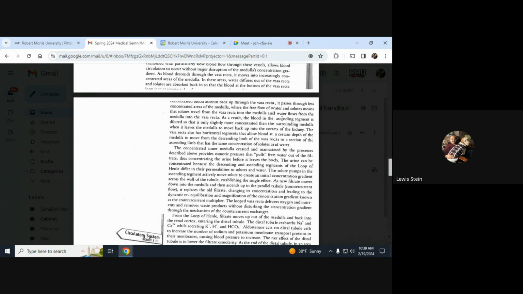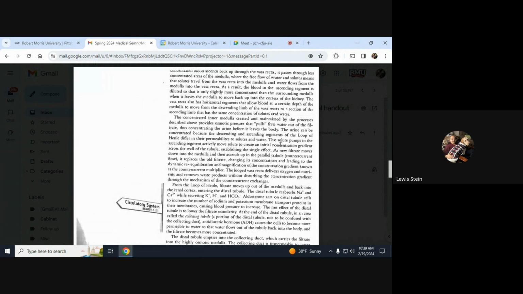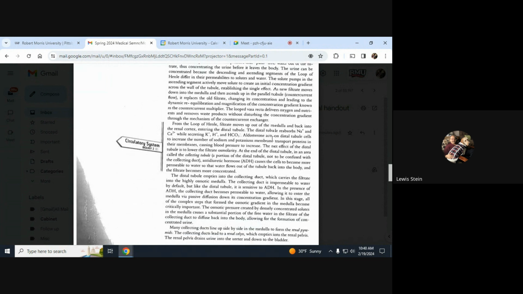So the blood in the ascending segment is diluted so that it is only slightly more concentrated than the surrounding medulla, which leaves the vasa recta as horizontal segments that allow blood at a certain depth to move from the descending limb of the vasa recta to a section of the ascending limb with the same concentration. And so this is kind of the mechanism of all of these. So they're basically osmotic movement supplemented by active transport, maybe the best way to describe it.